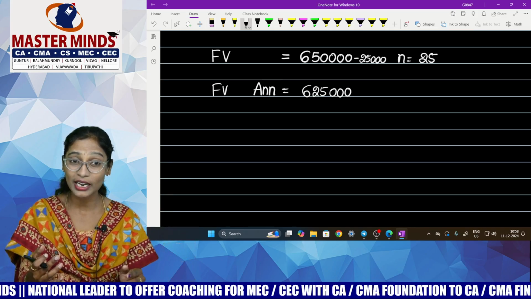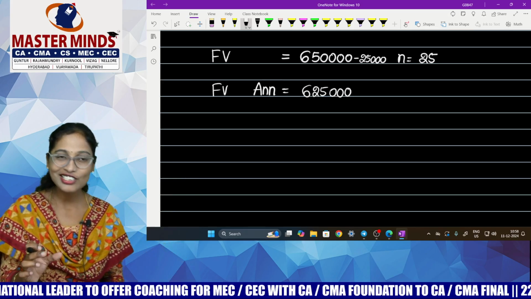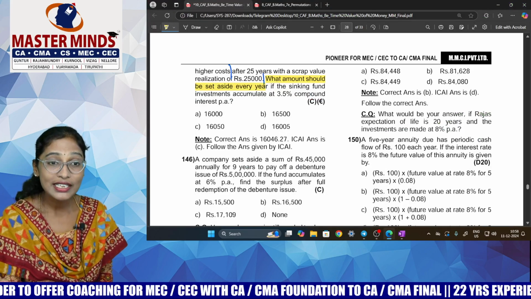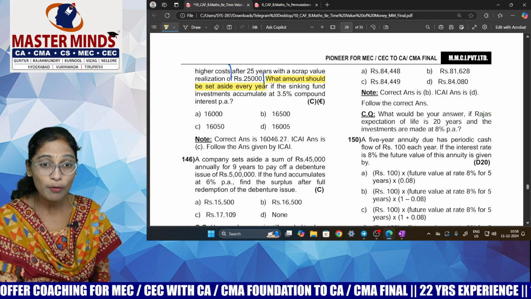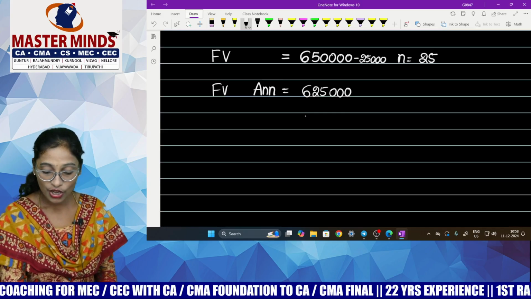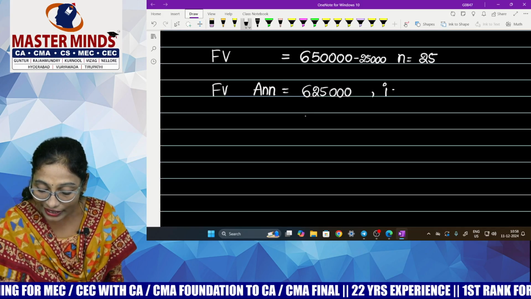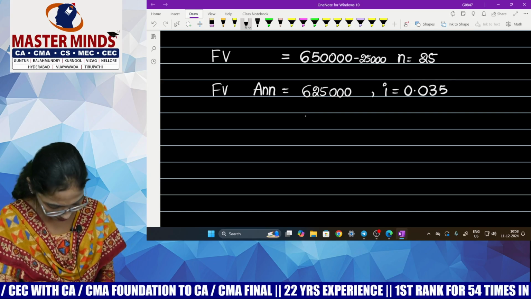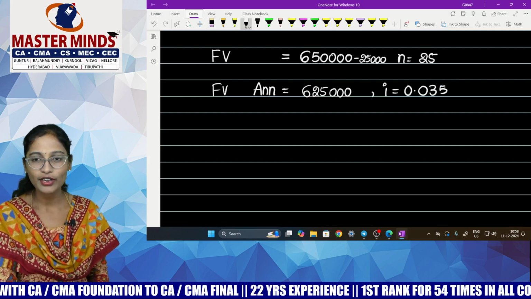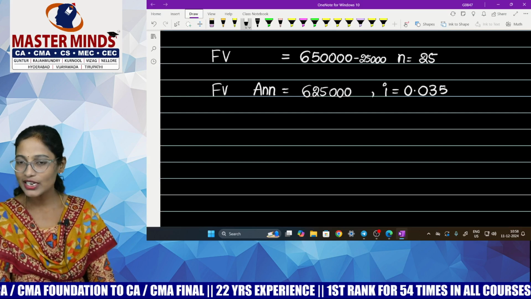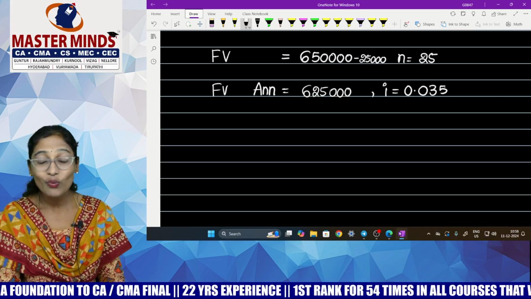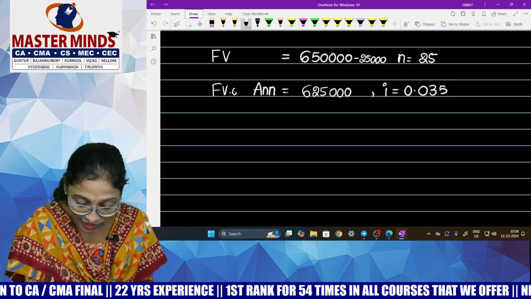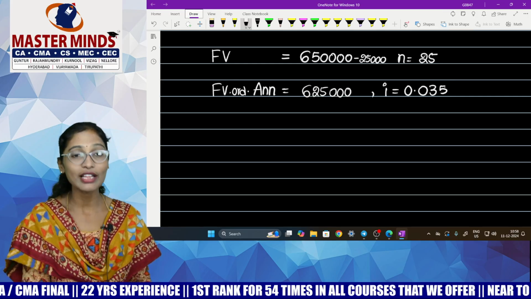You should understand. You won't understand anything as soon as you read one line. Now next line. If the sinking fund investment accumulates 3.5% compound interest, throughout this question none of them mentioned it as an ordinary annuity or due annuity. 3.5 or 3.25? 3.5. So 3.5 by 100, 0.035. We don't know whether the question is related to ordinary annuity or due annuity, no? So we can assume it as an ordinary annuity if nothing is specified.